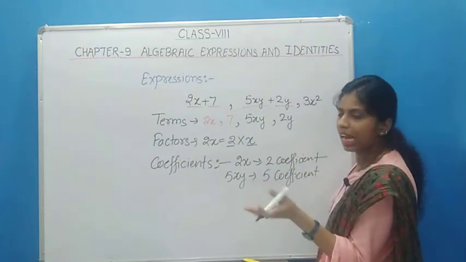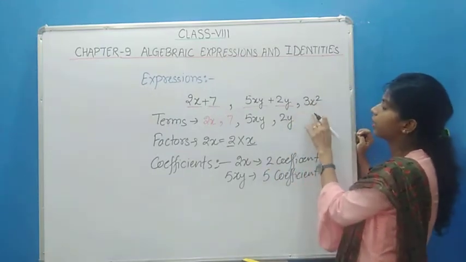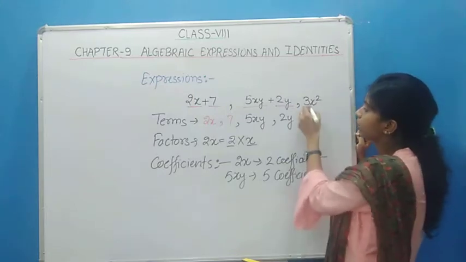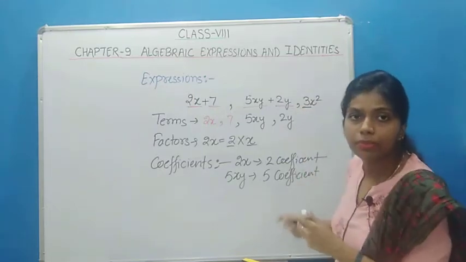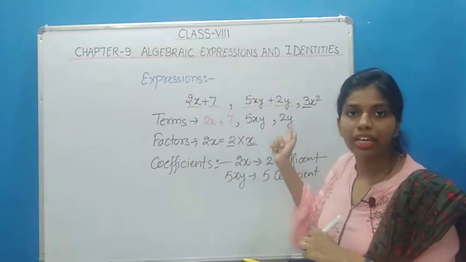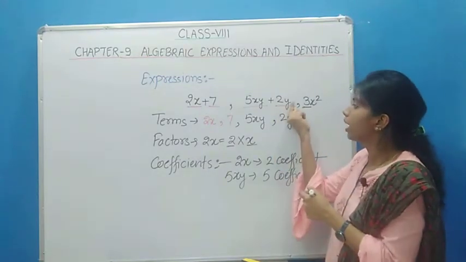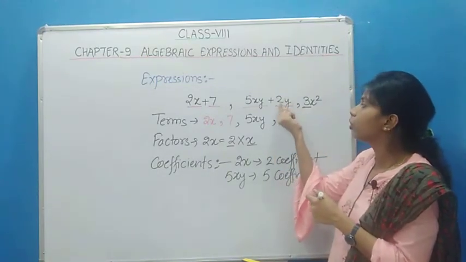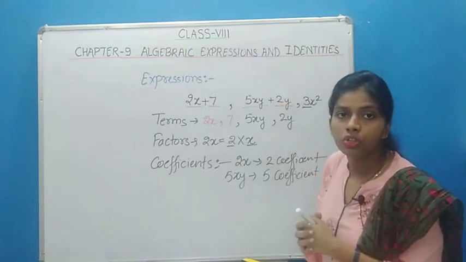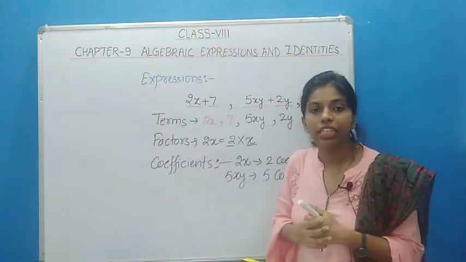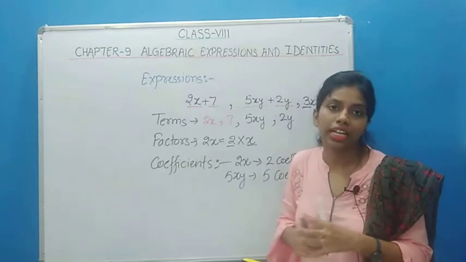We can take for the term 3x square, the coefficient is 3 because it is the numerical factor. For the term 2y, the coefficient is 2. So the coefficient is the numerical factor of any term.